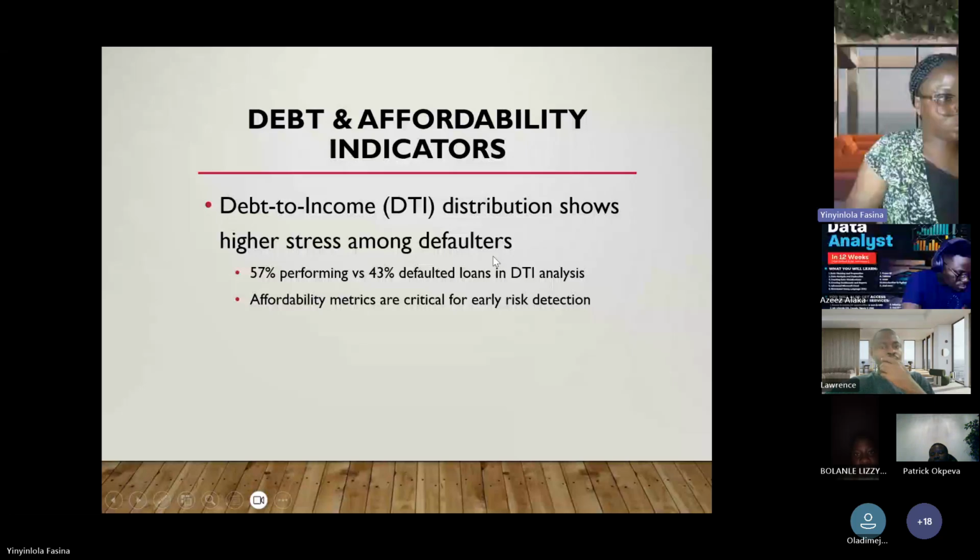For the loan structure, I'm trying to zoom this. And as mentioned, we can see here the default rate by loan term, and then the debt to income distribution by loan status. If time permits me, I'm going to see how they relate to each other.